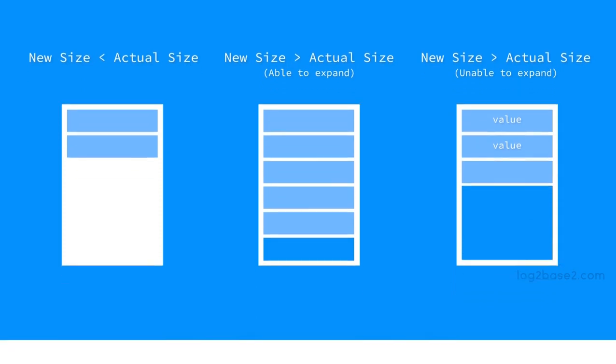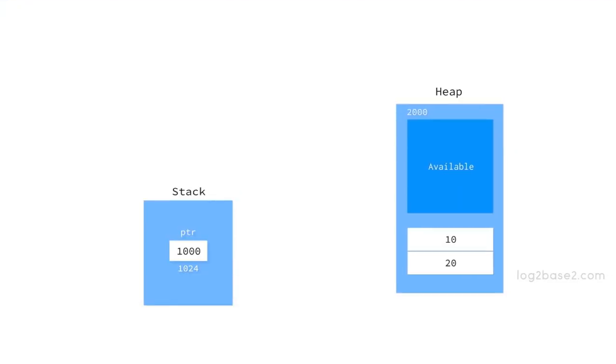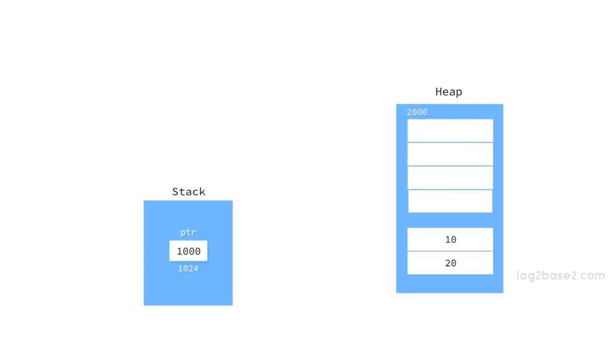For example, assume we have already allotted memory for 2 integers and now we need memory for 2 more integers. But see here, it is not able to expand the size. So it will find this available space in here and allocate memory for 4 integers and then copy the data, that is 10 and 20, to the new block and deallocate the old block. And finally, it returns the base address of the new block.